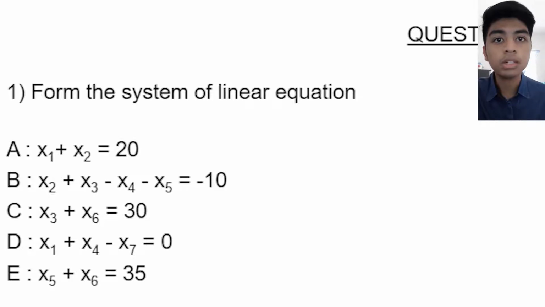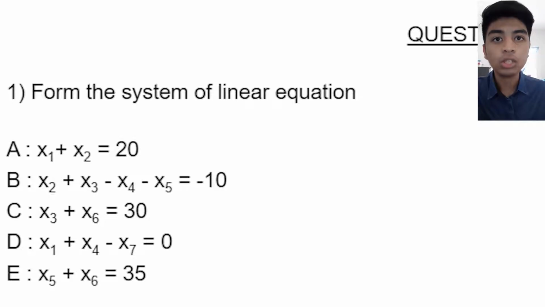From the question above, we can get 5 linear equations, and from the 5 linear equations, we can form a system of linear equations. The first linear equation we get is x1 plus x2 equals 20. The next one is x2 plus x3 minus x4 minus x5 equals negative 10.